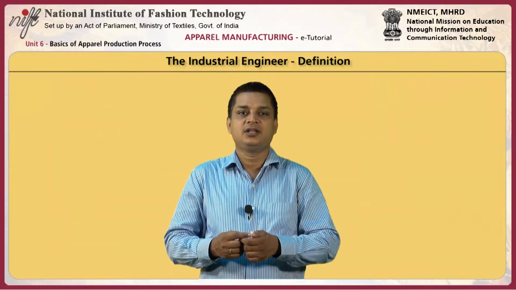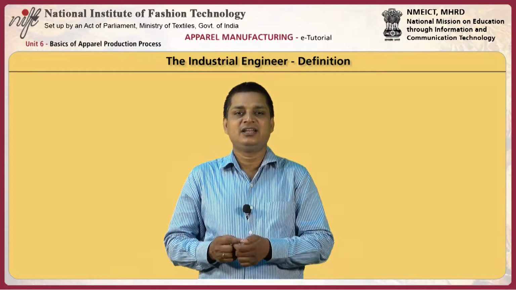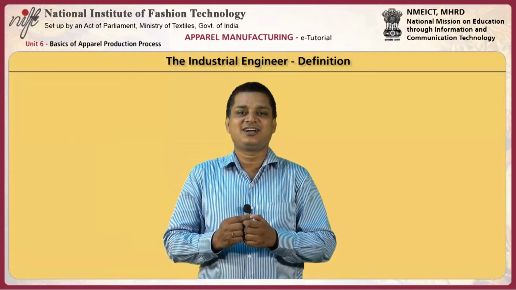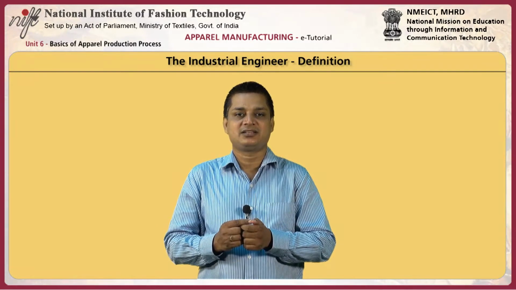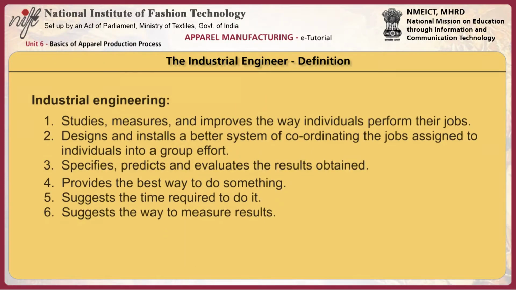Now that we have arrived at a definition of industrial engineering, let's talk about what things are done by an industrial engineer. Let's refer to these as the scope of this job. They are: study, measure and improve the way individuals perform their jobs. Design and install a better system of coordinating the jobs assigned to individuals into a group effort. Specify, predict and evaluate results obtained.